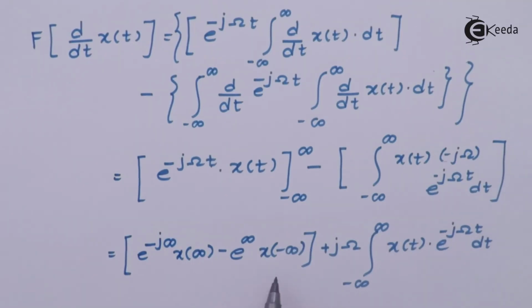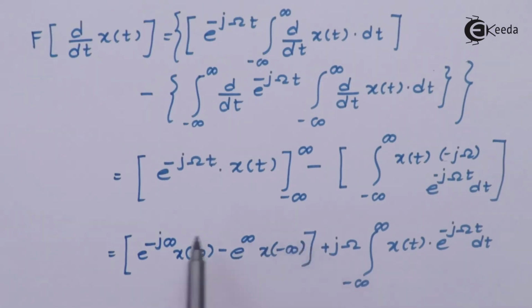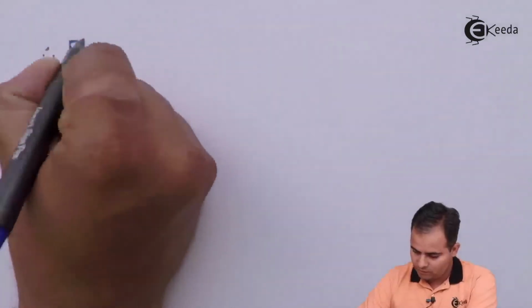But what about this? Look at it, e to the power of minus j infinity. Infinity into anything is always infinity. So e to the power minus infinity is always 0. And if this function is causal, then x of minus infinity is also 0. So this whole bracket is considered as 0. So we will get the answer of plus j omega into X of j omega.